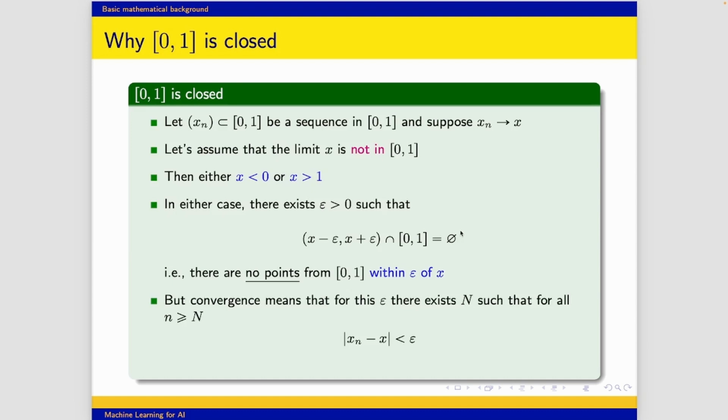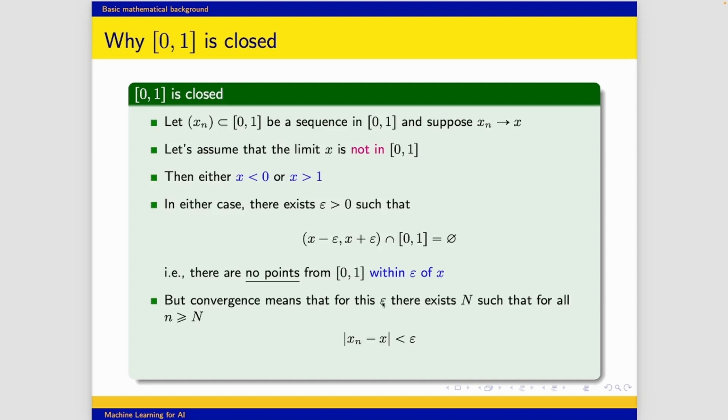However, convergence, our definition of convergence, tells us that for any epsilon, there is a natural number n, an integer, such that for all n greater than or equal to this number, the xn are within a distance epsilon of our limit point, x. Now, this is true for any epsilon.